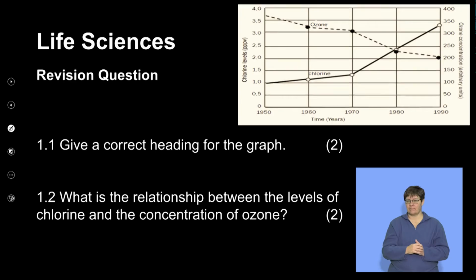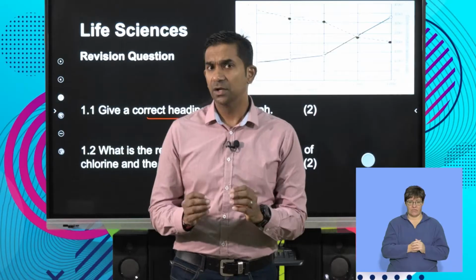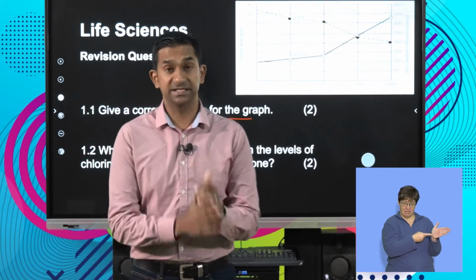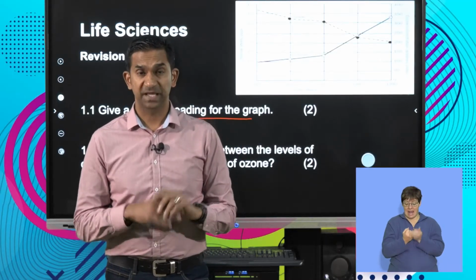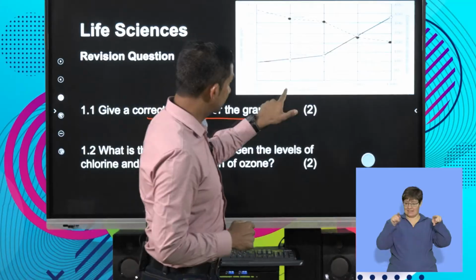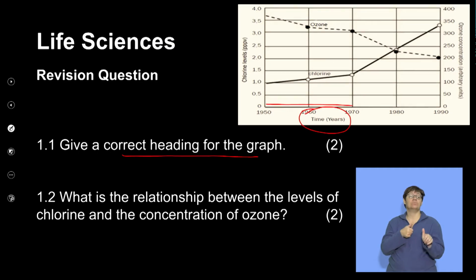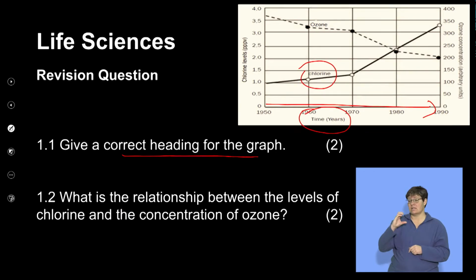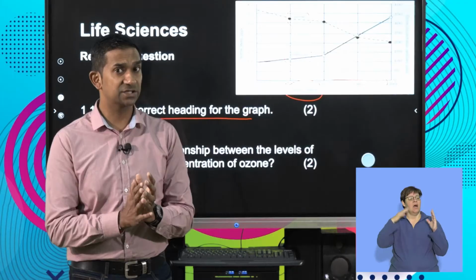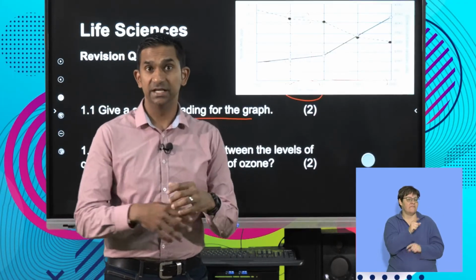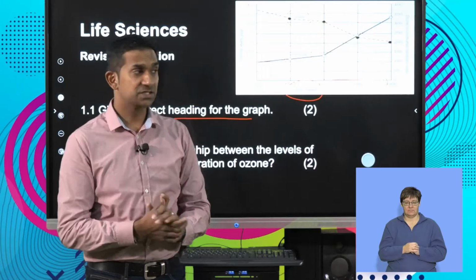The first question: give a correct heading for the graph. Guys, it's important that when you label a graph or a table, you clearly state what the independent and dependent variables are. In this case, we are tracking levels over a period of time, and we're looking at chlorine as well as ozone levels. So let's put that into a decent heading, so that when someone reads it they will have an indication of what the graph is actually depicting or illustrating. Let's put that together.